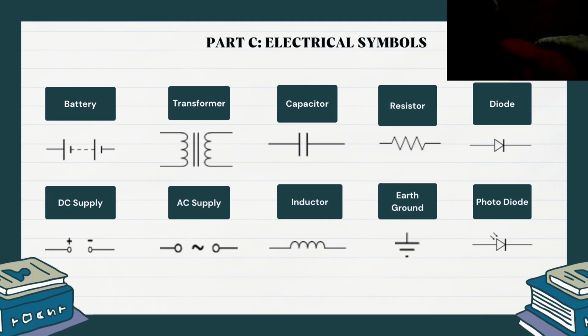Part C will be discussing about electrical symbols. Listing here are 10 common electrical symbols in electrical engineering, such as battery, transformer, capacitor, resistor, diode, DC supply, AC supply, inductor, earth ground, and photodiode.